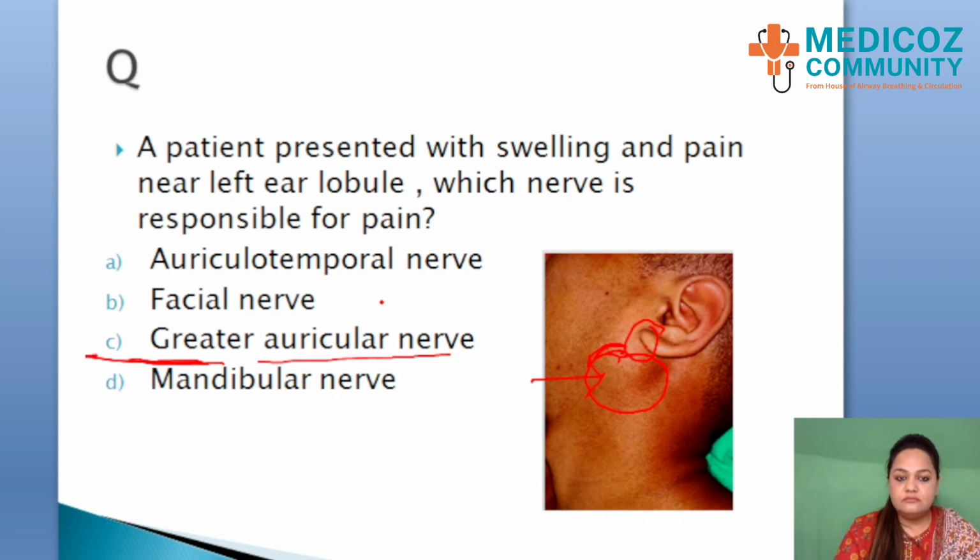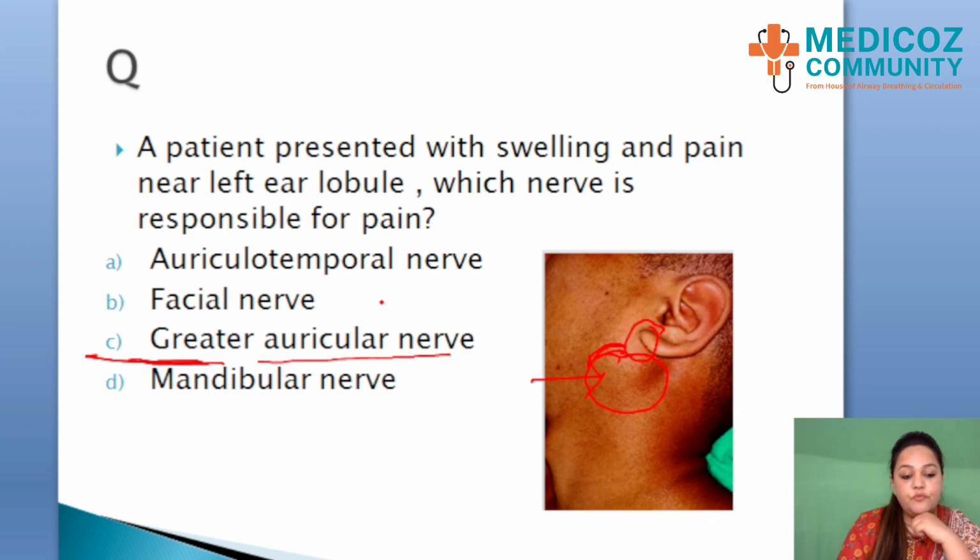So there is a difference between the nerve involved here and the anatomical basis for this pain. These are two different questions, so you just need to understand this point, and focus on the question, the point that is given there, whether it is asking about the anatomical basis, or they are asking a direct question in the form of a nerve or muscle or gland.